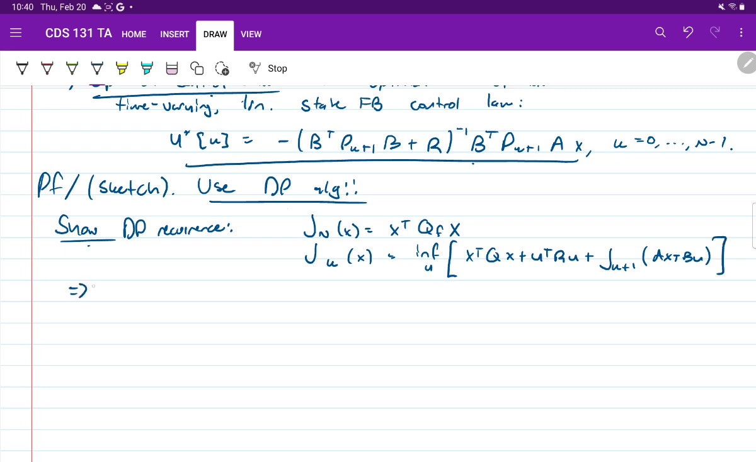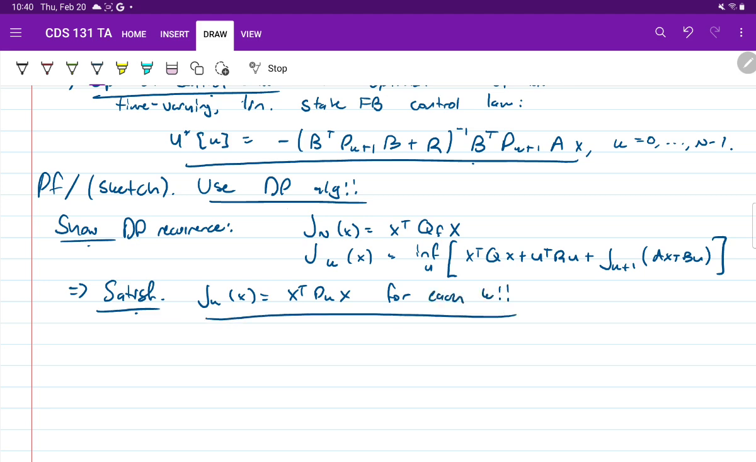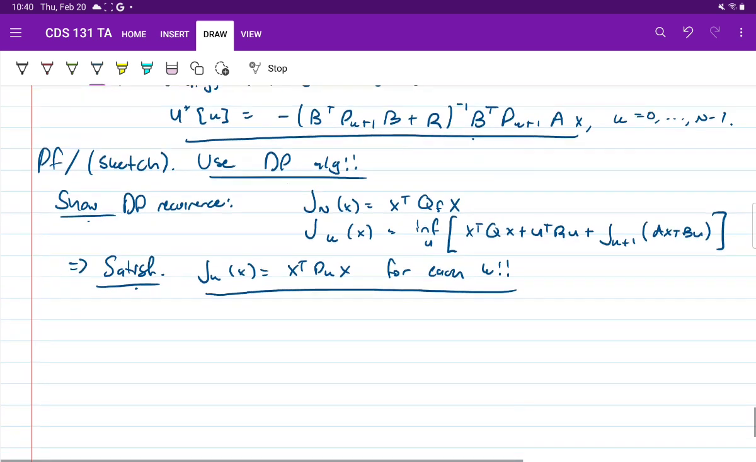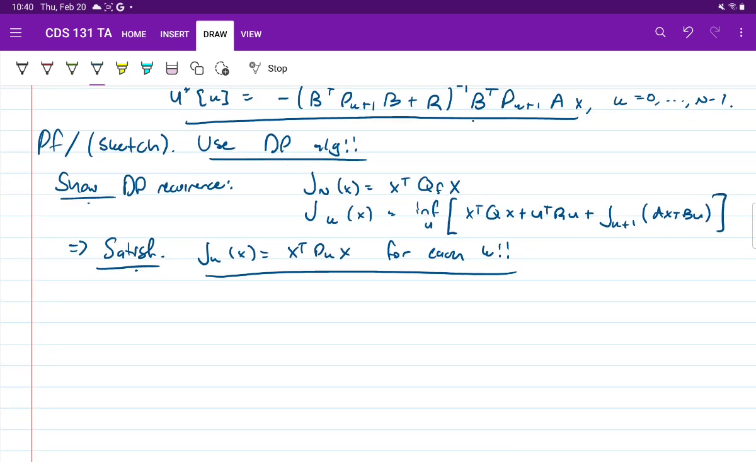we can show that this satisfies Jk of x equals x transpose Pk x for each k. Okay? Where these Pk matrices are specified by this Riccati recurrence that we defined up here. Okay? So how are we actually going to show that this holds? Well, something that's interesting here is that instead of doing a forwards induction argument like we usually need to do, we need to use a backward induction argument. Okay?